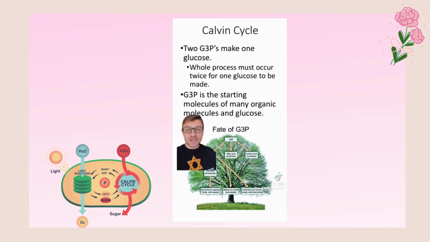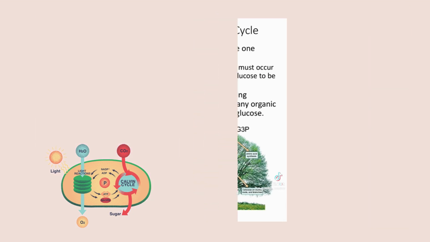So that whole process must occur twice just to make one glucose molecule. However, G3P is a very versatile molecule that can be made into a lot of different organic molecules for the plant. So our main product of the Calvin cycle is G3P, which later goes on to form glucose. This is an essential molecule for plants and all life in general.